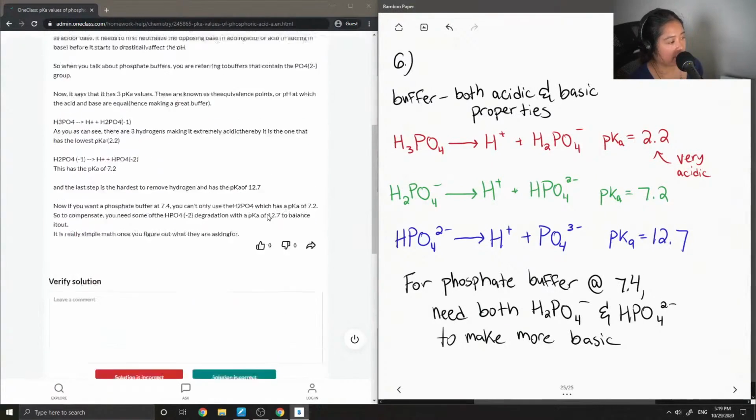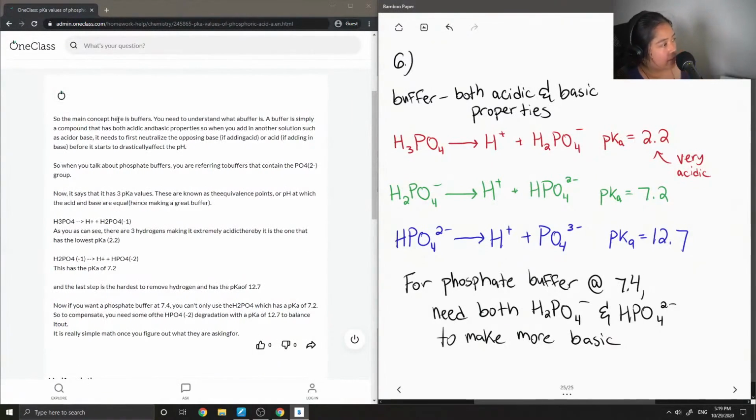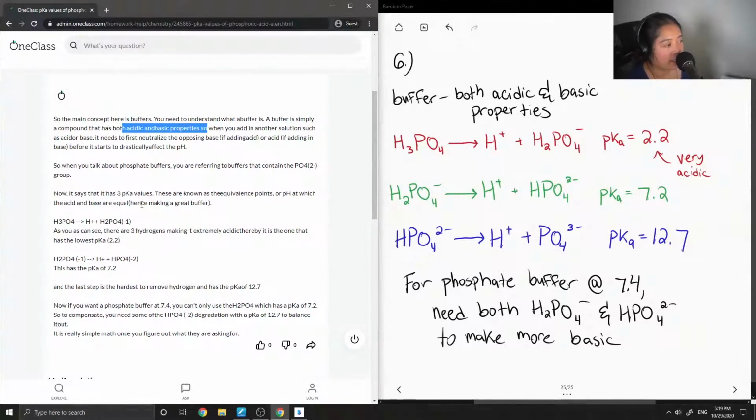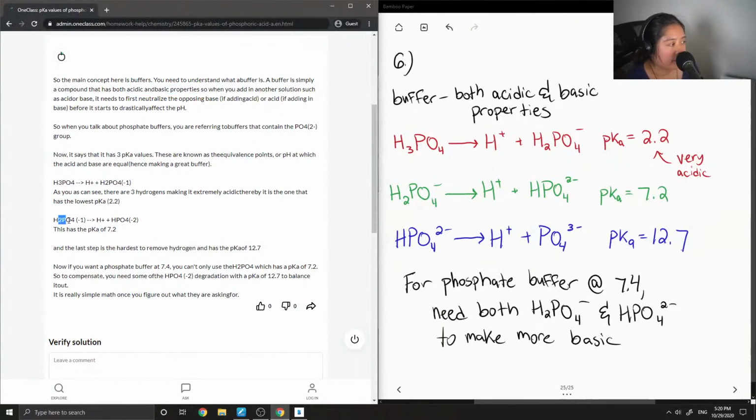So let's see the answer from our junior tutor. The main concept here is buffers, both acidic and basic properties. They give us 3 pKa values. These are known as the equivalence points, or pH at which the acid and base are equal, hence making a great buffer. So you can see there are three hydrogens making it extremely acidic. Therefore, it is the one that has the lowest pKa. And then they have the reaction that gives a pKa of 7.2. And then the last step is the hardest to remove, the hydrogen, and it has a pKa of 12.7.